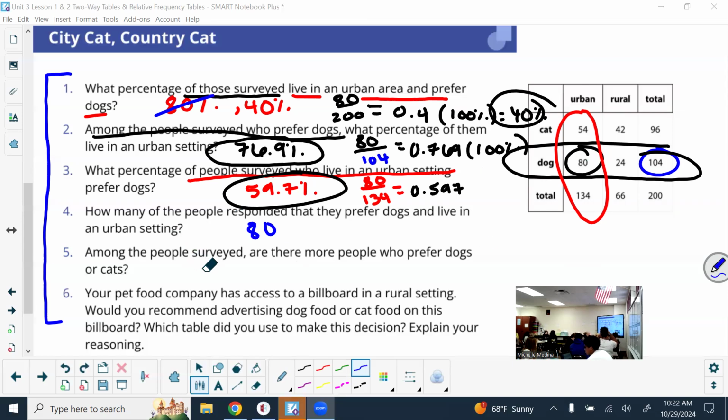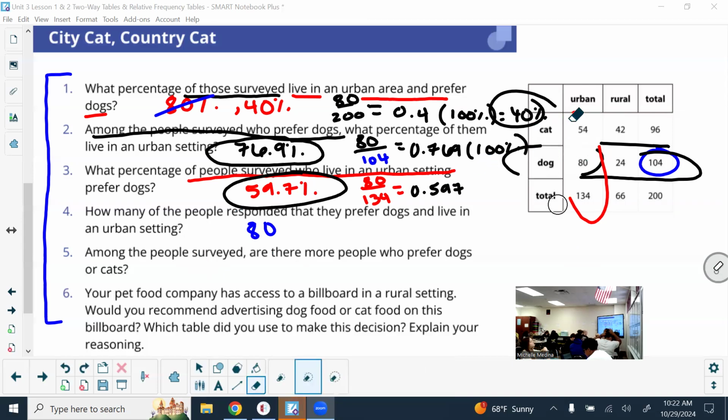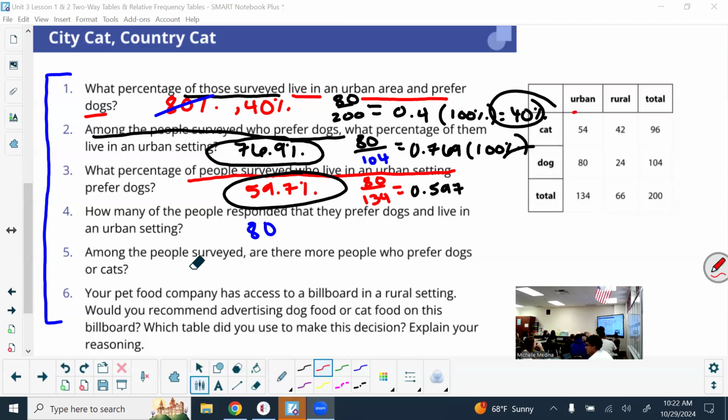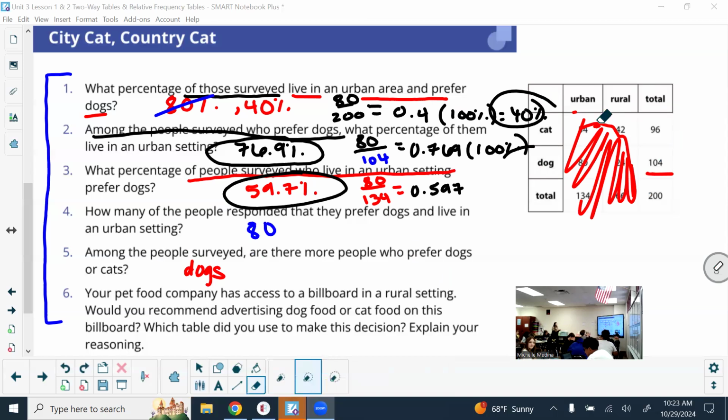Table 9. Among the people surveyed, are there more people who prefer dogs or cats? Okay, dogs is correct. Notice it didn't say anything about urban or rural, so really you should not be looking at these columns for that answer. It said of the people surveyed. Dogs is a little more than cats. So yes, dogs for that.